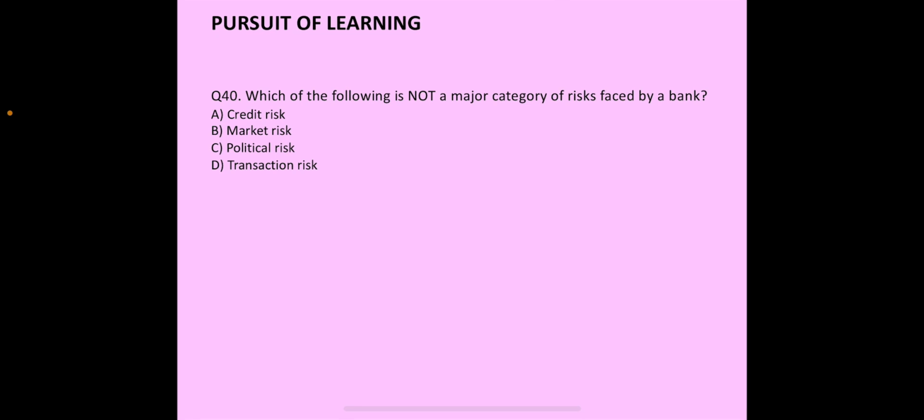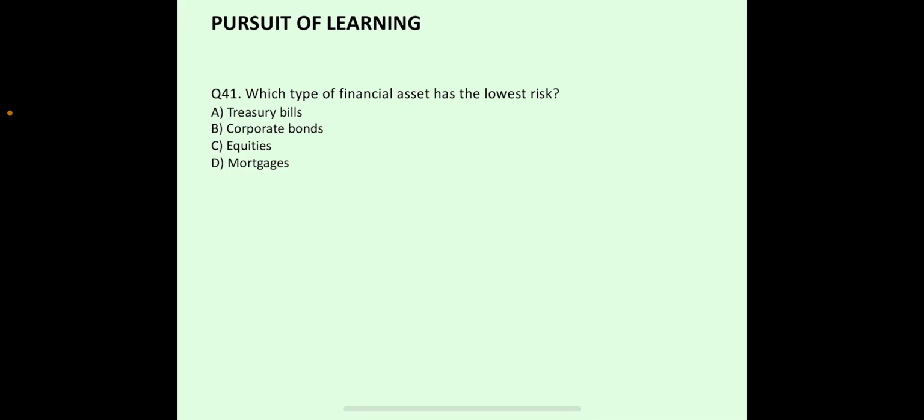Next question, which one of the following is not a major category of risks faced by a bank? First, credit risk, second, market risk, third, political risk, or fourth, transaction risk. So obviously political risk. Next question, which type of financial assets has the lowest risk? Treasury bills, corporate bonds, equities, mortgages.